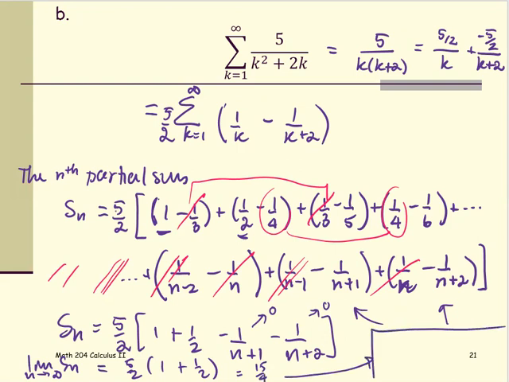And we can make a conclusion that the series, which is a telescoping series, converges to the value 15 over 4.